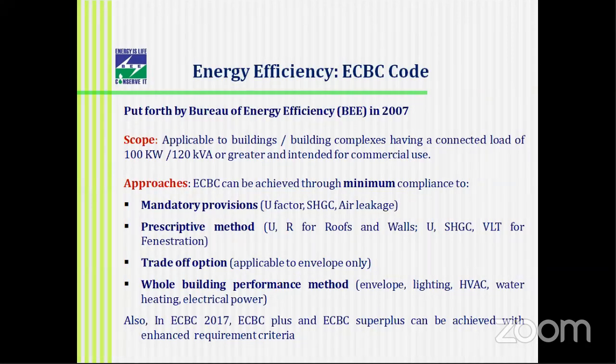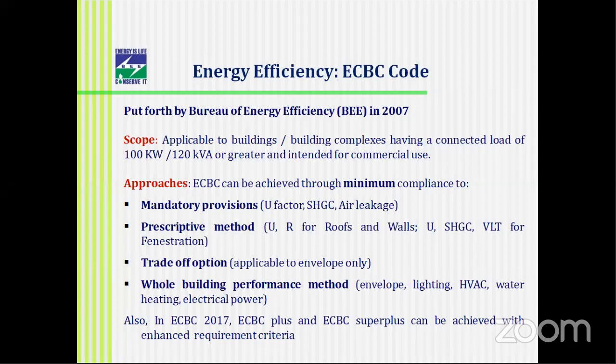So we have mandatory provisions. These are generally as per the ISO 15099. So it stipulates what should be the U factor. The U factor is the thermal transmissivity factor. That means how much of the outside heat is actually transferred. We have to have a very low U factor, which would be very efficient. Then what is the solar heat gain coefficient, which is SHGC? What percentage of the outside heat is actually transferred to the inside?